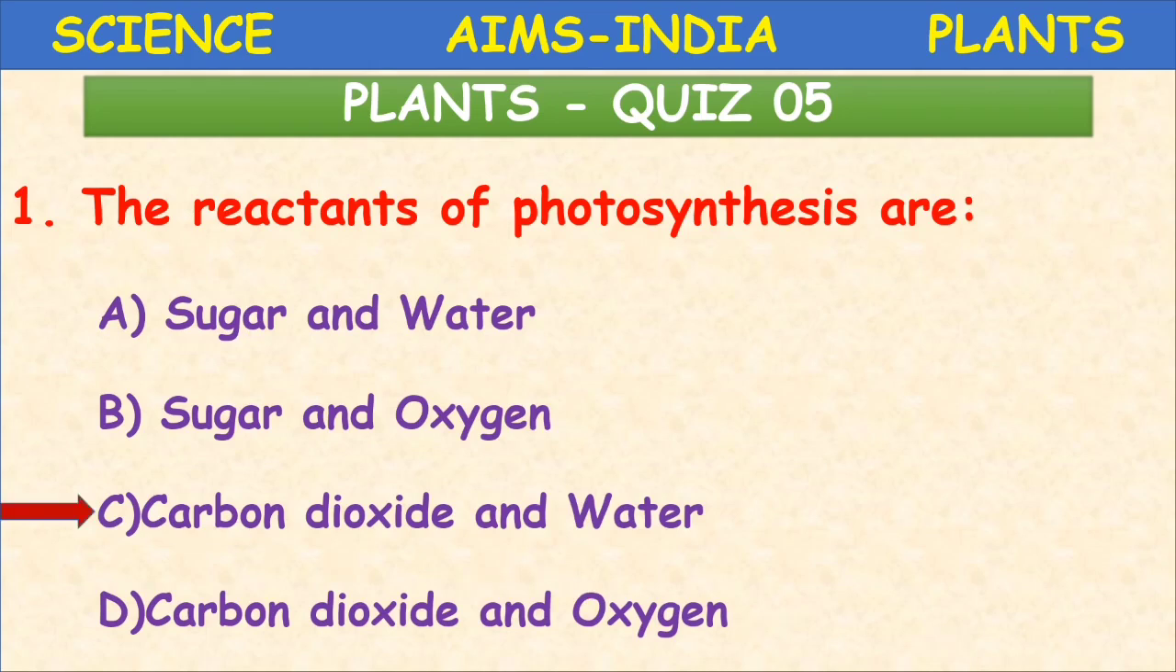Yes, carbon dioxide and water. With the help of carbon dioxide and water, the photosynthesis process goes on. So that is why option C is the correct one.